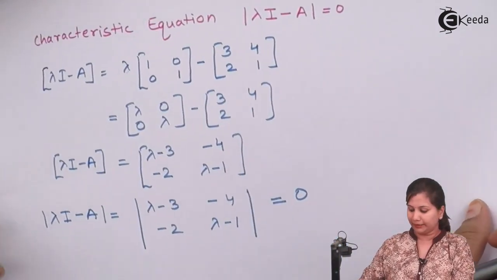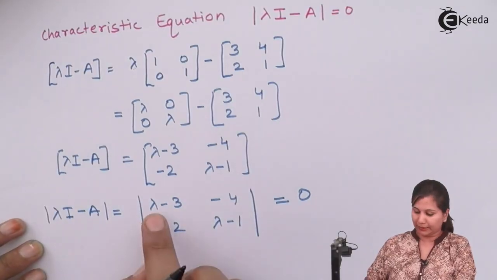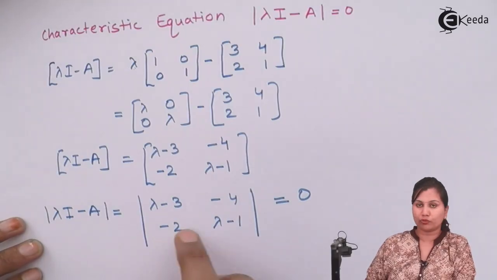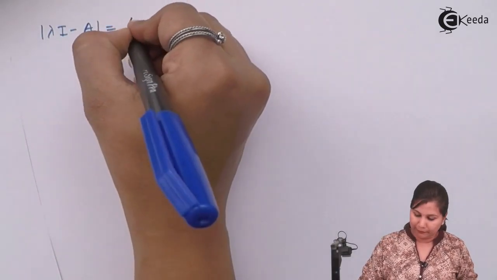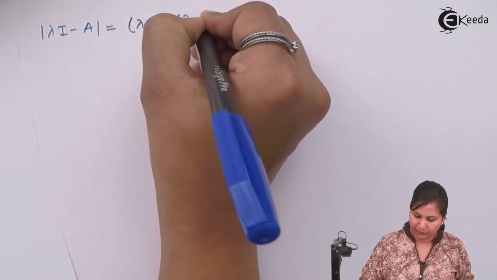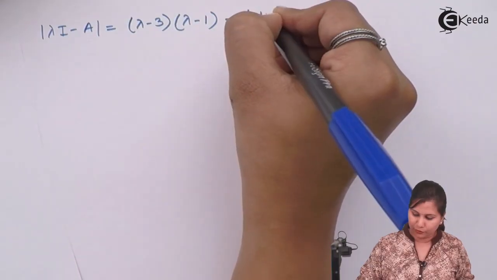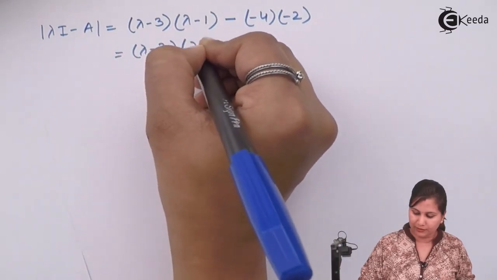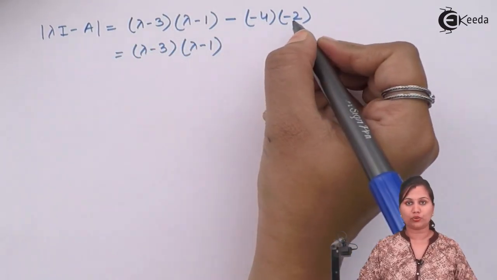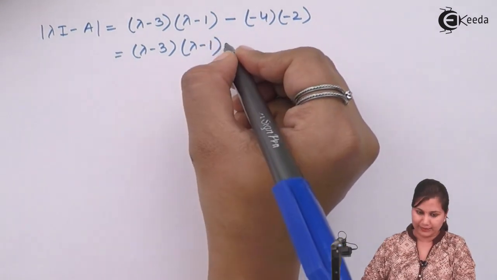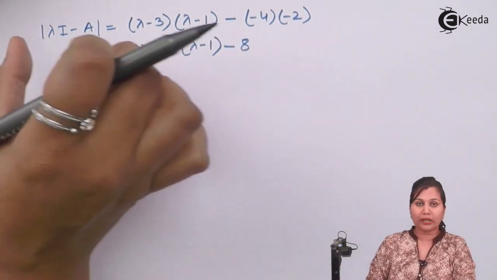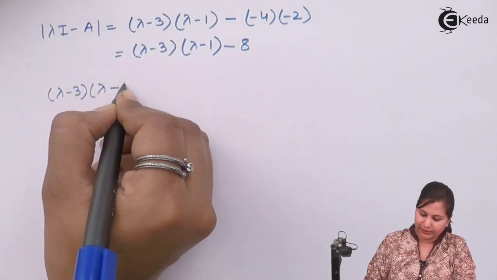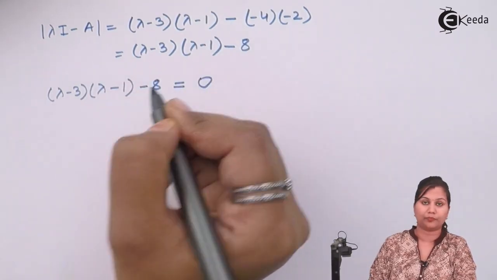Determinant is calculated by multiplying the opposite elements, like lambda minus 3 multiplied with lambda minus 1, then minus of minus 2 multiplied with minus 4. So it will be lambda minus 3, lambda minus 1, minus 4 into minus 2, it is 8, and then minus sign, so it is minus 8. And we have to equate this determinant to 0, so we are going to equate lambda minus 3, lambda minus 1, minus 8 to 0.